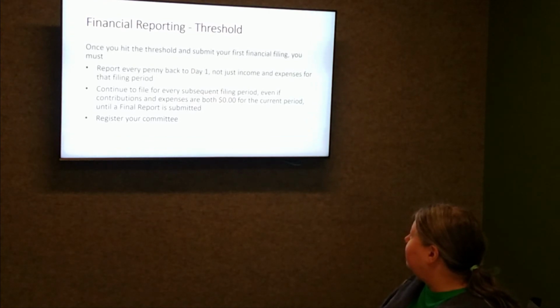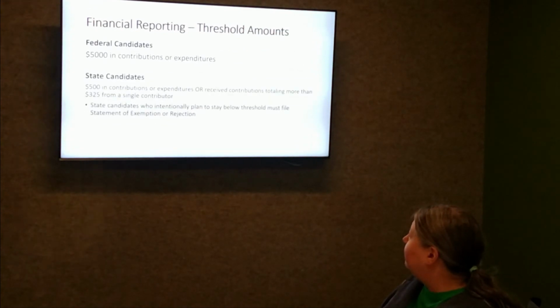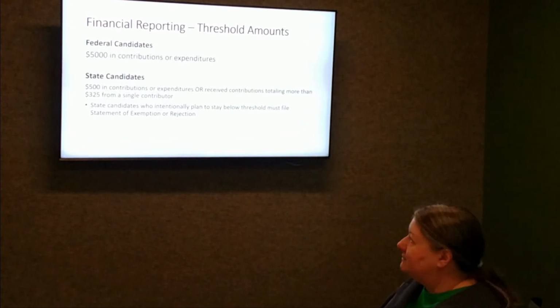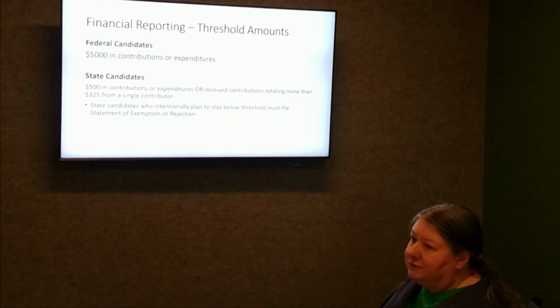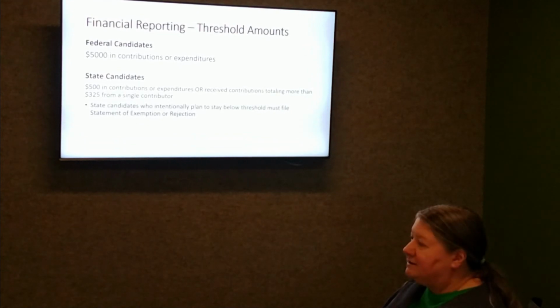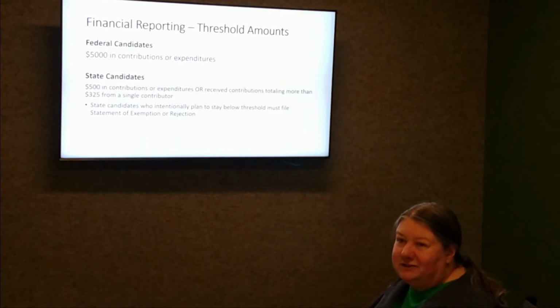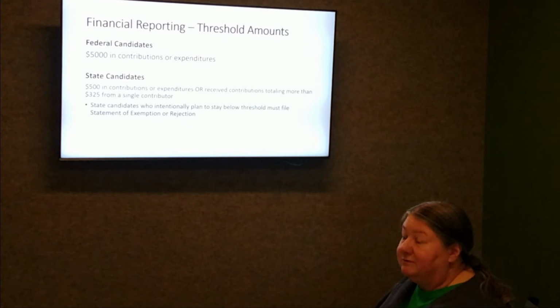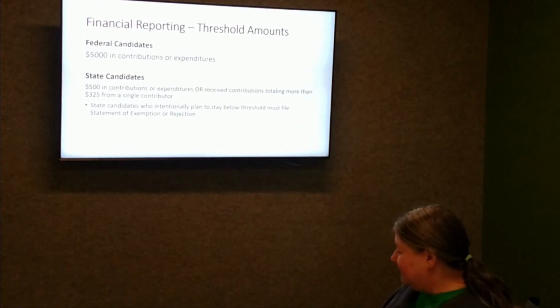And then the other thing you have to do is register your committee once you hit that threshold. So for federal candidates, it's $5,000 in contributions or expenditures. And for state candidates, it's either $500 or if a single contributor gives you $325 or more. Wow. If you intentionally say, I'm going to stay below this threshold, so even if someone offered to give you a donation and you refuse it because you want to stay below the threshold, you still have to file an exemption. So there's paperwork that still needs to happen.